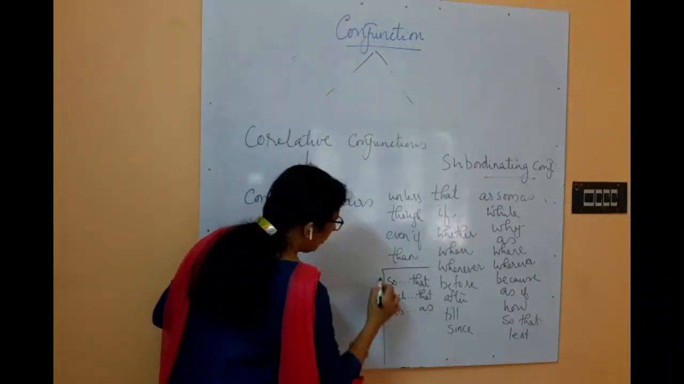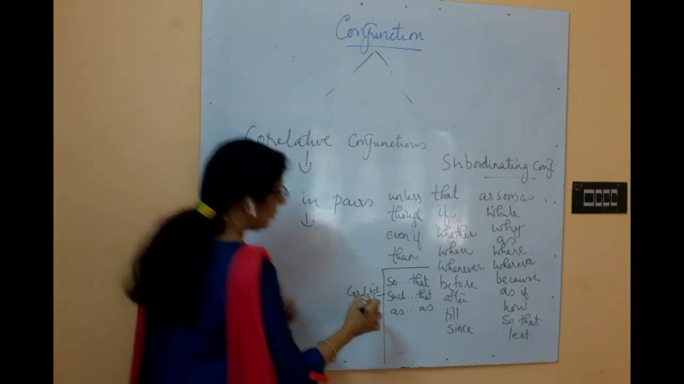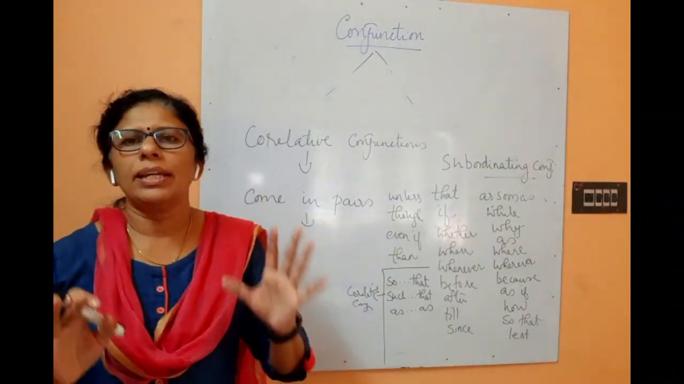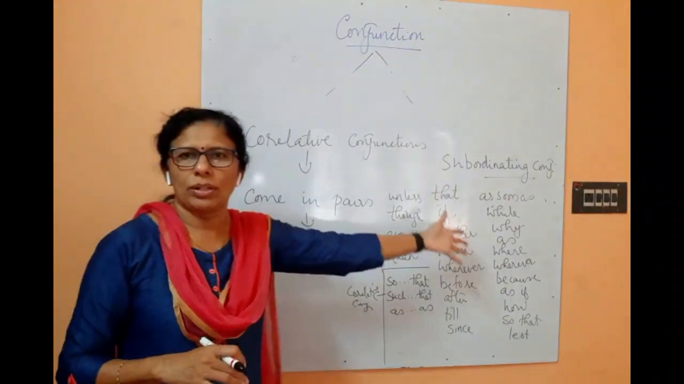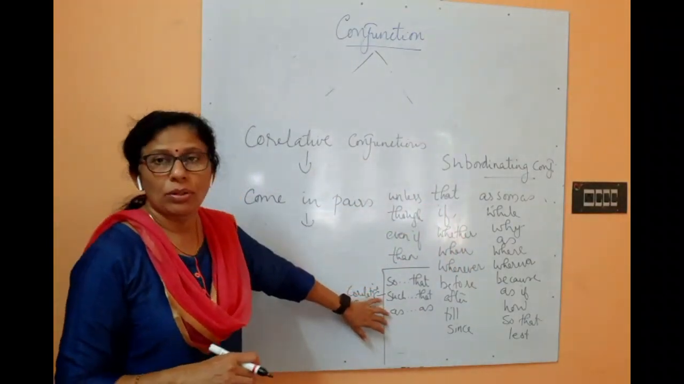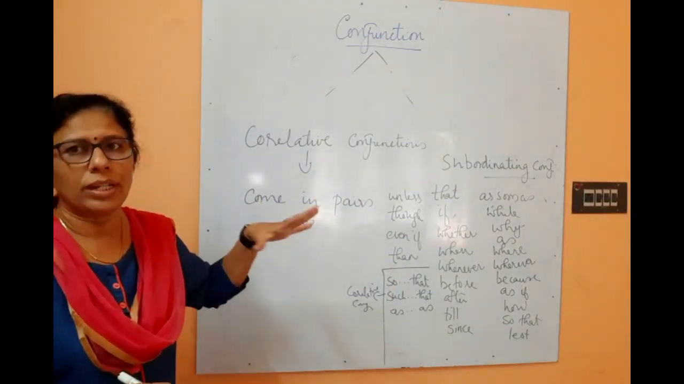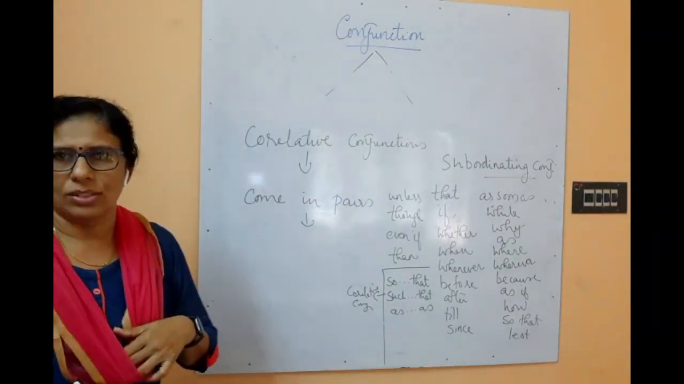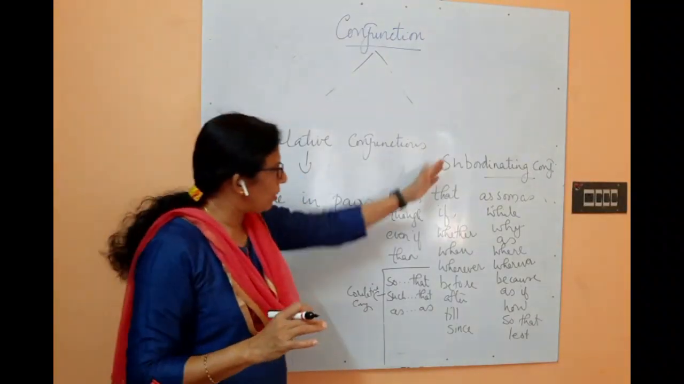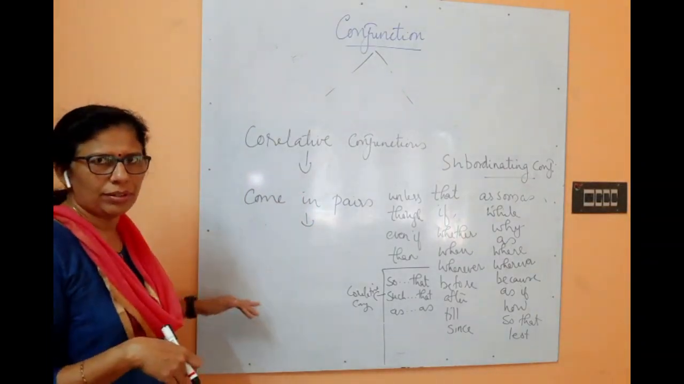So these, as I've told you, are called correlative conjunctions. That is why I told you correlative conjunction is not a separate kind of conjunction. Correlative conjunction only means that it comes in pairs, and it can be either subordinating or coordinating. Subordinating only very few, more correlative conjunctions are there in coordinating conjunction. Okay, and already I have written those lists.